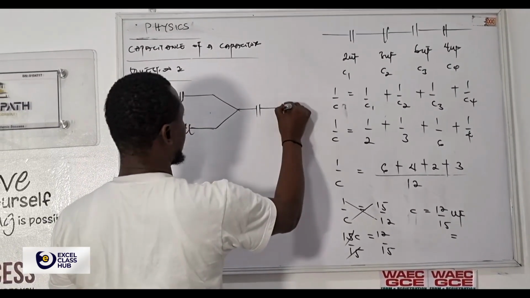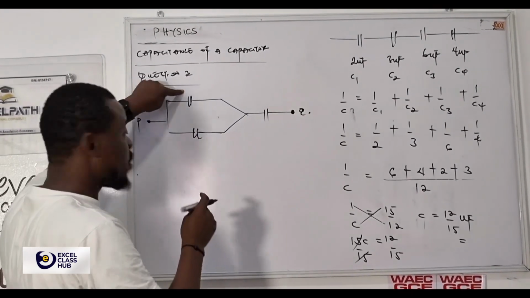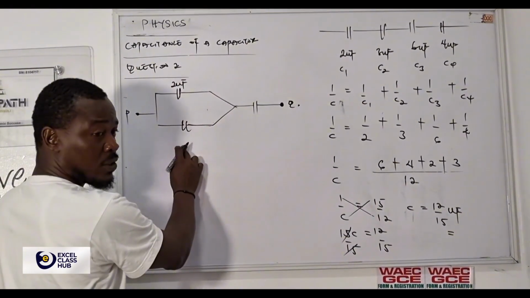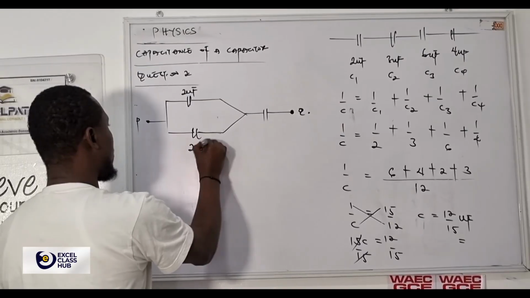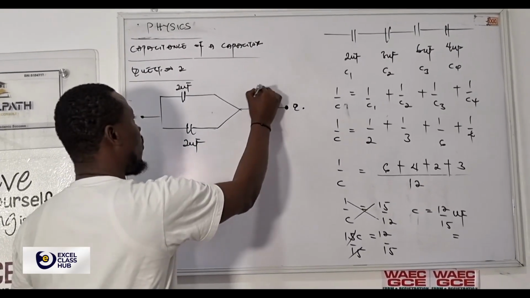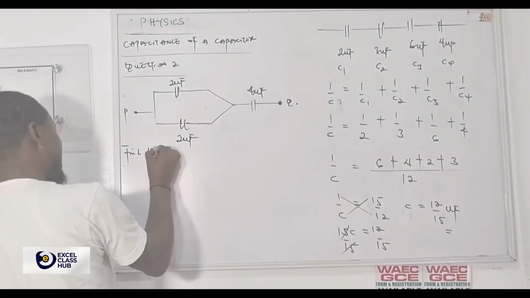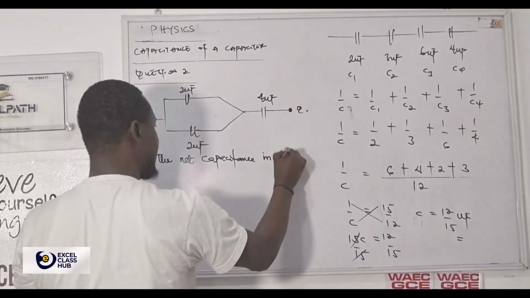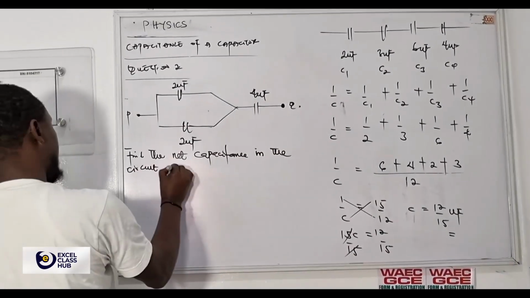This should be Q. Sorry, please let me out. This one is 2 microfarad. This one here is 2 microfarad. And what do we have here? 4 microfarad. You can see the English term they use here. They say find the net capacitance in the circuit above.